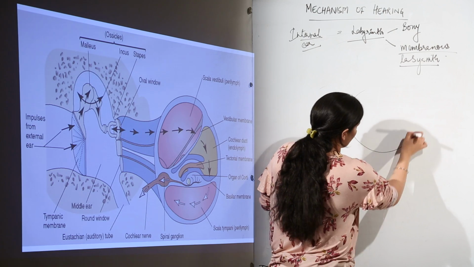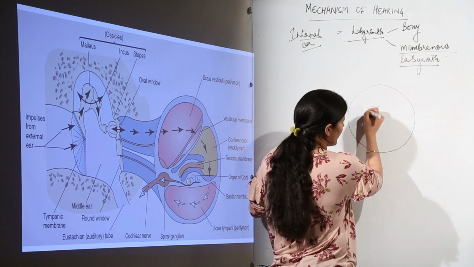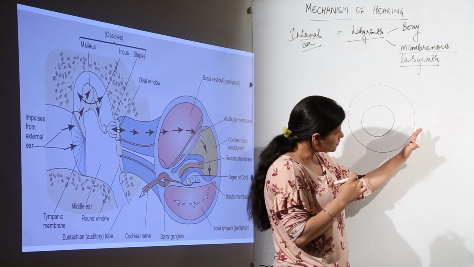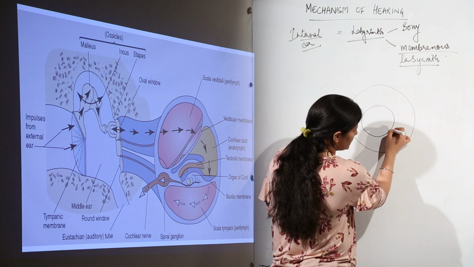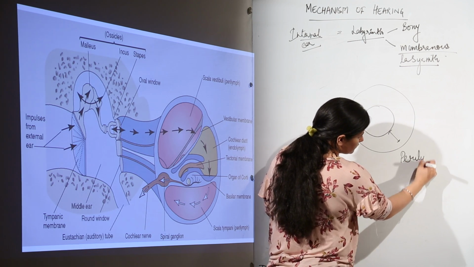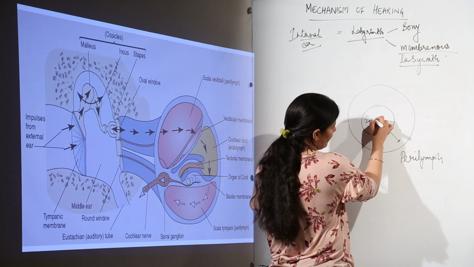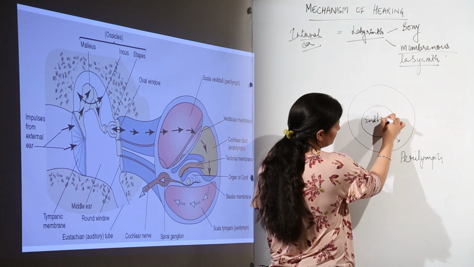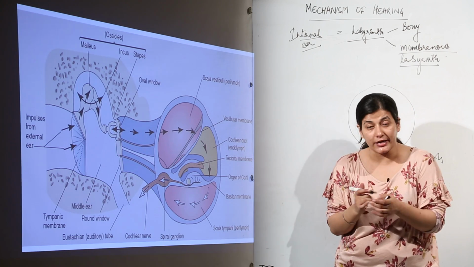There is an outer cage known as the bony labyrinth. Inside it you are going to find membranes. In between the bony labyrinth and the membranous labyrinth, you are going to find this part filled with perilymph, and this part will have endolymph. This is the simplest presentation I am telling you.